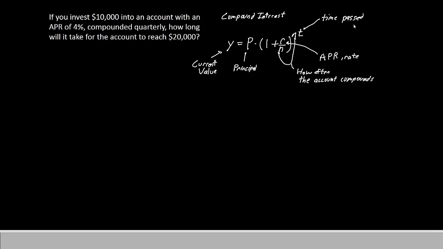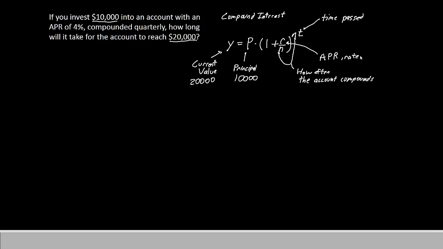Okay, so let's go through the list and we'll see which of these we know and which of these we don't know. The current value is what value the account is right now, and the question says that we want to know how long it will take for the account to reach $20,000. Let's treat that as the current value. The principal is the initial value. The problem says that we started with $10,000. We'll place that here on principal.